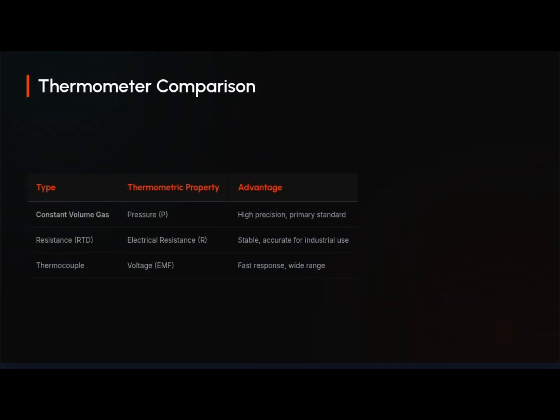Comparing the different thermometer types. Constant volume gas thermometer: it uses the pressure and serves as a high precision primary standard. Resistance thermometer, RTD: uses electrical resistance R for stable industrial accuracy. Thermocouples use voltage EMF for fast response across a wide range.